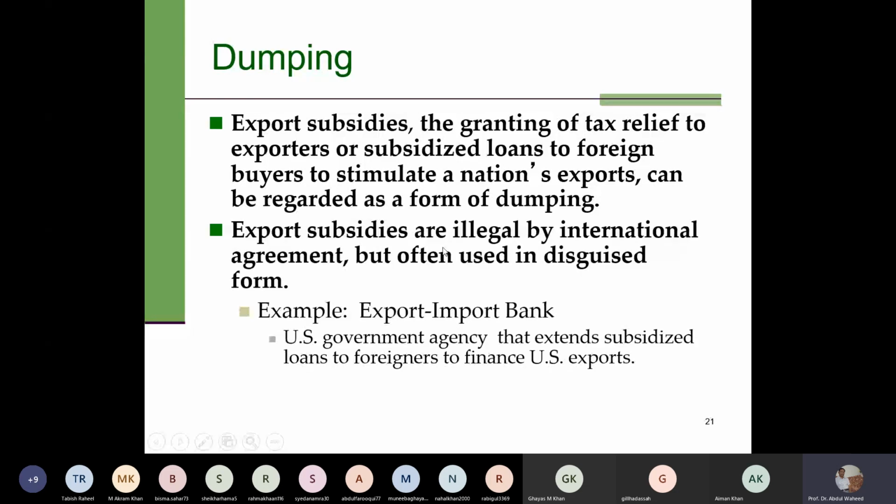Export subsidies are illegal under international agreement, by the WTO agreement, but still they are used. We see that some countries are using these subsidies. We see the US and Japan and other countries, even developing countries, we are also using export subsidies. We give subsidized loans to farmers. We have a subsidy on electricity. We have a subsidy on fertilizer. We have a subsidy on pesticide and others. So still it's there, no? But under international agreement, it is not allowed.